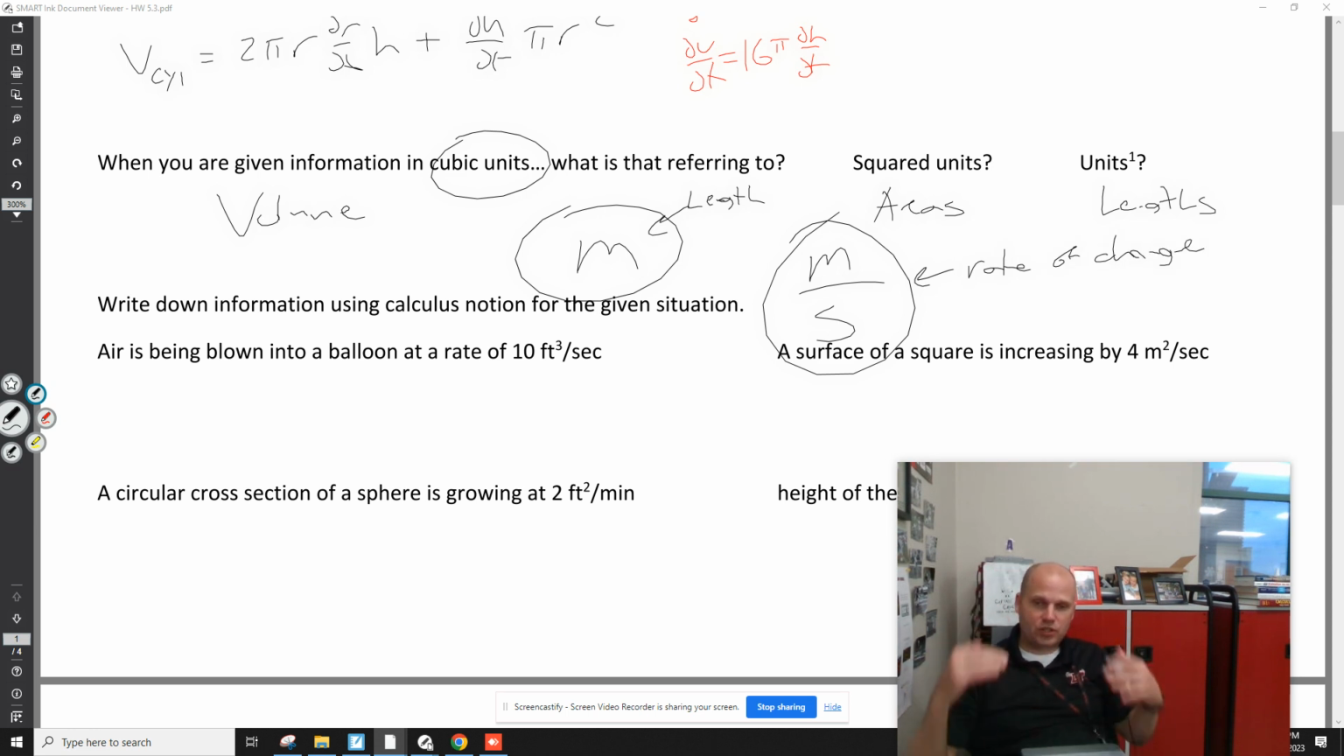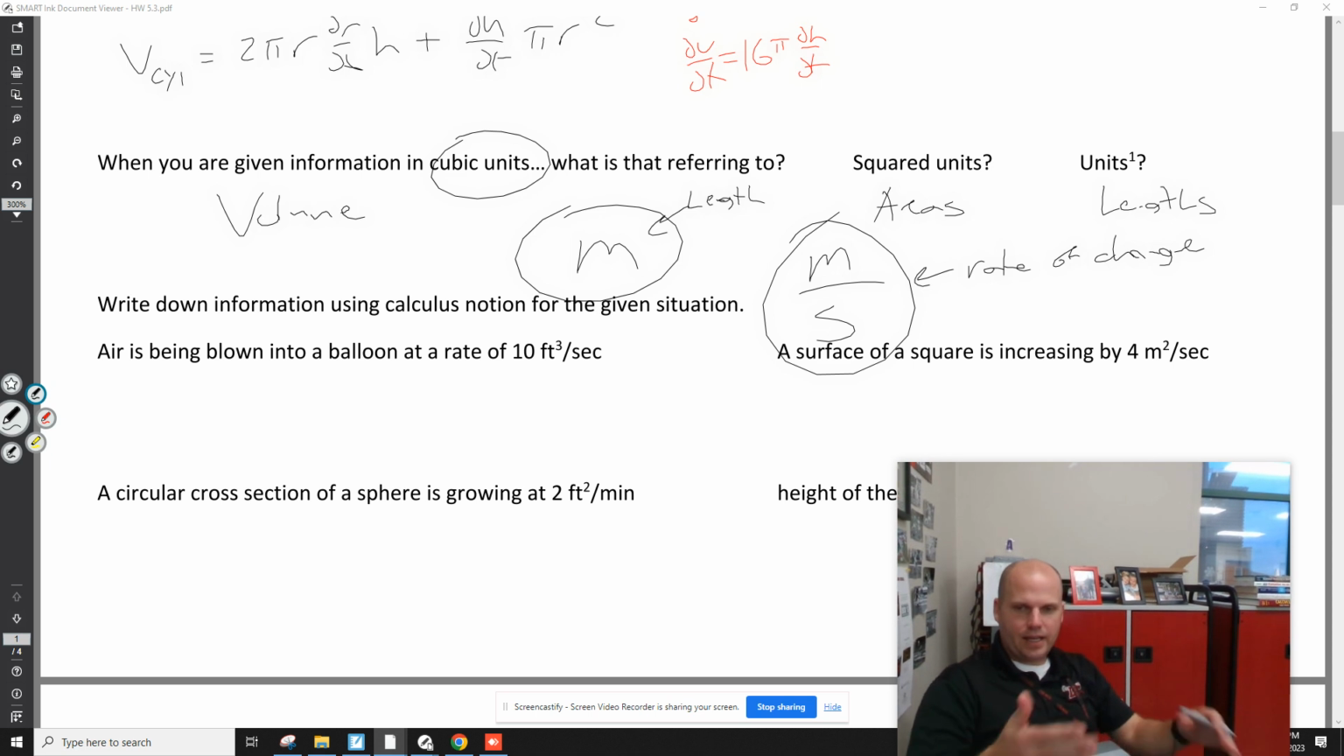So meters per second, feet per minute, yards per hour, whatever. If it's blank per blank, it's like a velocity. It's a rate of change. We'll talk more about velocities next class.